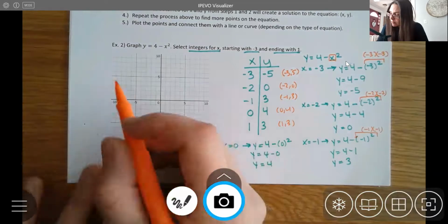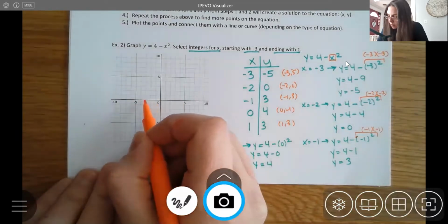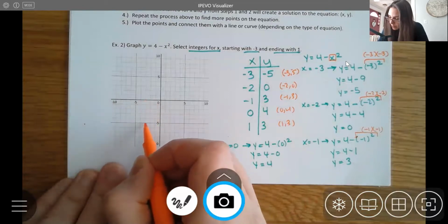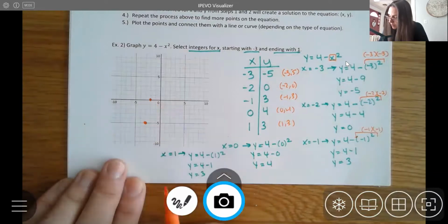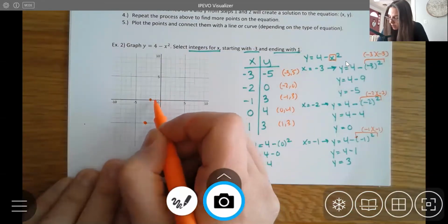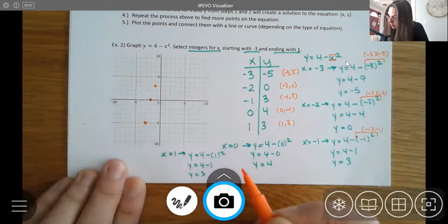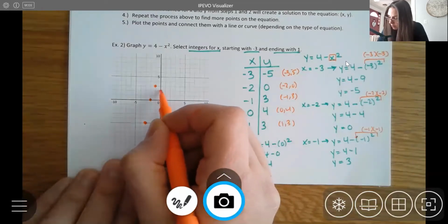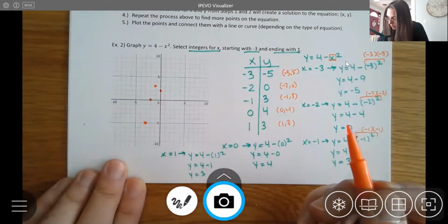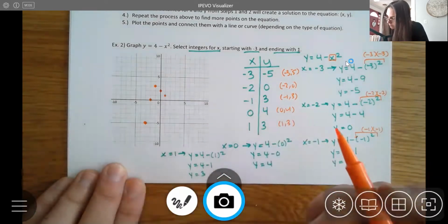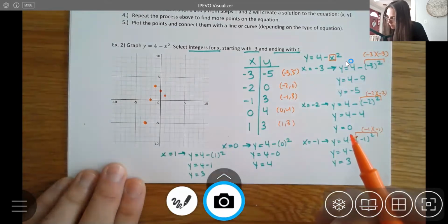So I'm going to go ahead and plot these. So let's see, I have -1, 2, 3, and then -5. 1, 2, 4, 5. So I'm right here. Then I have (-2, 0). I have (-1, 3). I have (0, 4). And I have (1, 3). Oops, hang on, I plotted one of my points wrong.